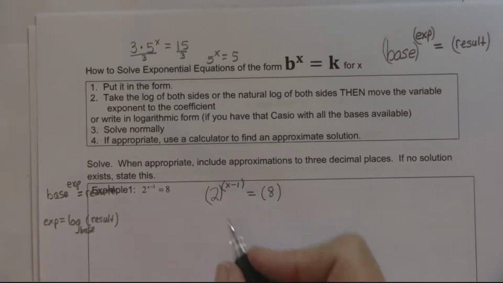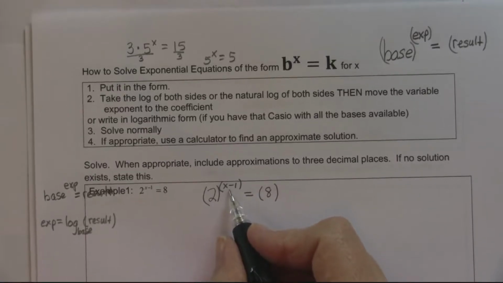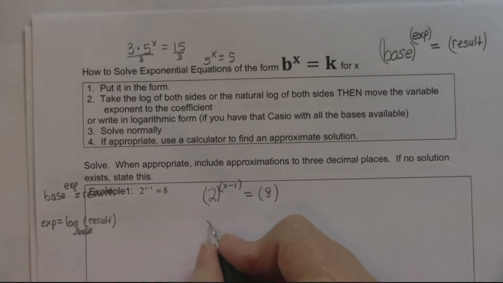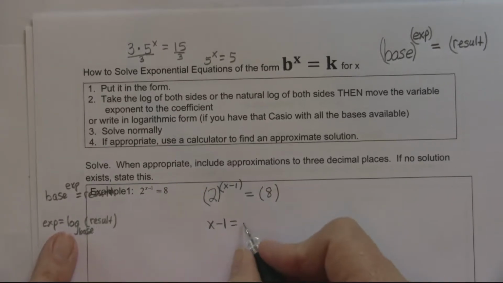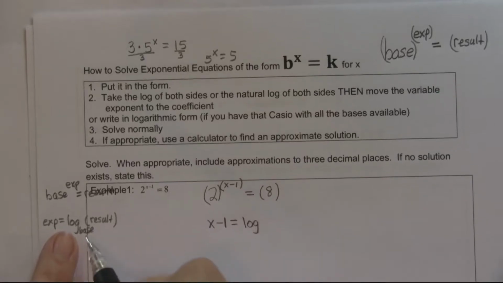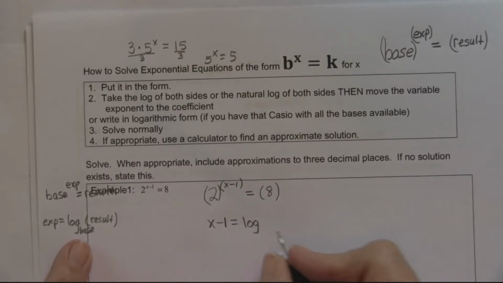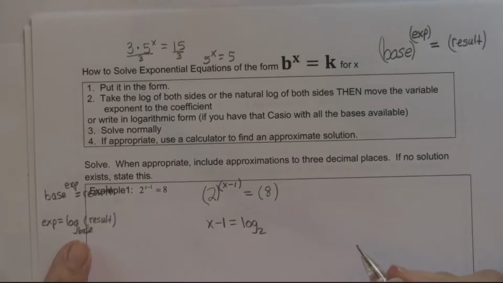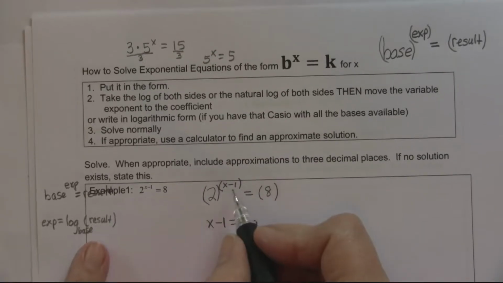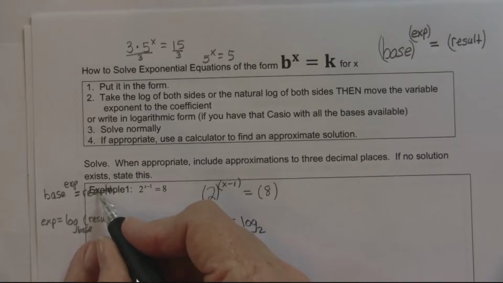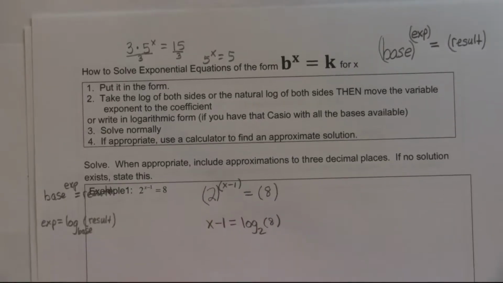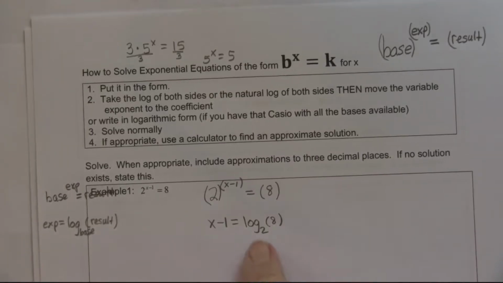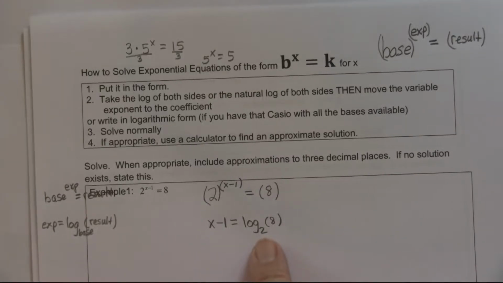In this case, my exponent is x minus 1, so I'm going to write down x minus 1, and then I need to put my logarithm, so log, and my log needs a base, and the base is 2, so I put my 2 down here. And then my result, up here, right? My result was 8, so my input is 8. Now the good news is the calculator will do this, log base 2 of 8. And this one actually is a nice number.